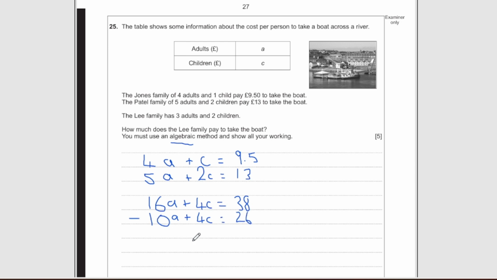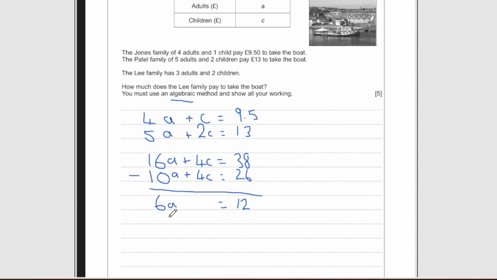So now what we need to do is take away. So we're going to take away these. 16A minus 10A is 6A. 4C minus 4C is just nothing, so it stays at 6A. 38 minus 26 is 12. Now we've got an equation we can solve. So if we divide by 6 on both sides, A equals 2.